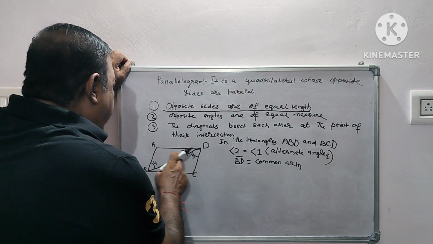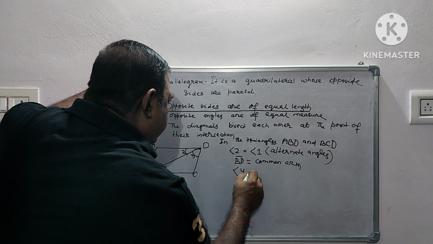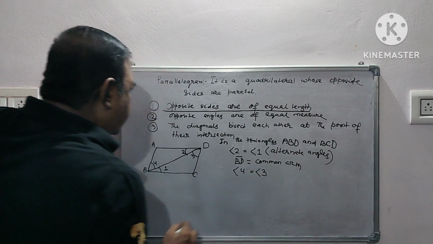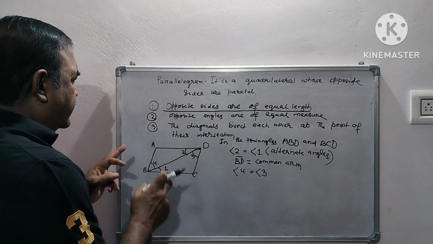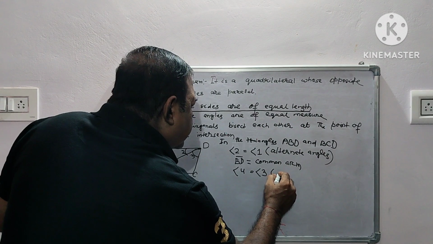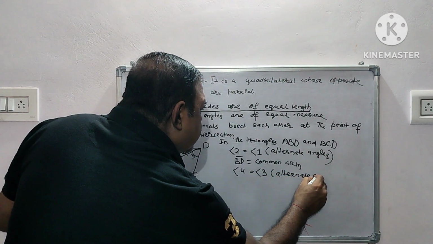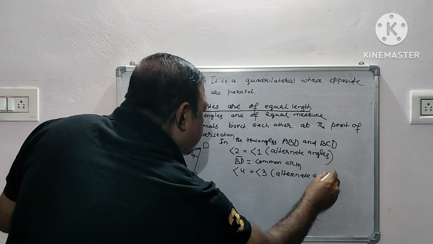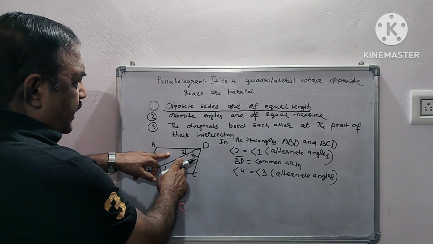Then come to angle 4 is equal to angle 3. That means the measure of angle 4 is equal to the measure of angle 3. Both the angle 4 and 3, they measure equally. What is the reason? You have to mention the reason here. Alternate angles. So both the triangles are congruent.